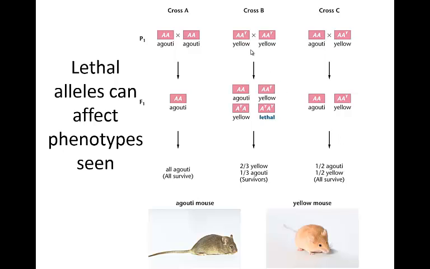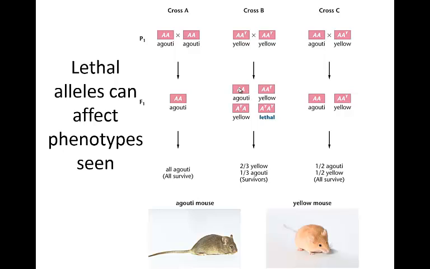Now, if you look and you were to cross a yellow mouse with a yellow mouse, and in this case they both have one A allele and then one with this little y superscript, what you would see is you would expect a typical Mendelian ratio.